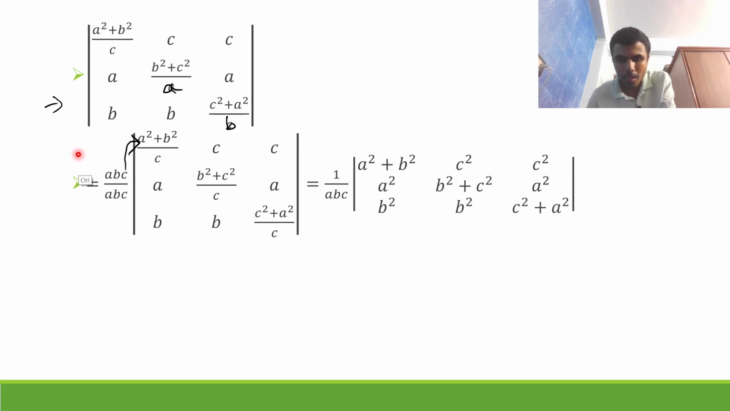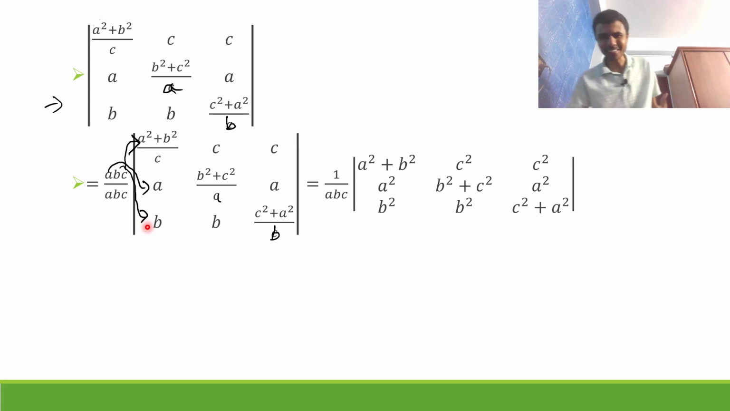Likewise, multiply the A to second row. So A into A square, B square plus C square by A into A, so A cancels and I get B square plus C square. Here A into A, again A square. Okay, this is what I would get. Now again multiply this B with row 3.